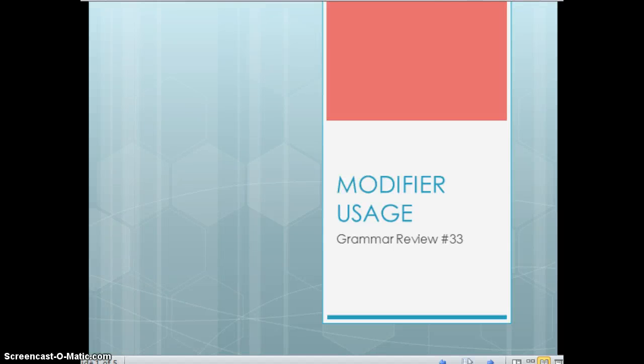Okay, we have finished pronoun usage and we're going to move on to modifier usage. All that modifiers are adjectives and adverbs. And remember that adjectives are words that describe nouns and adverbs are words that describe either verbs, adjectives, or other adverbs. And they most usually end in ly. So modifiers are adjectives and adverbs. And these can be single words, phrases, or clauses that describe another word or a group of words.